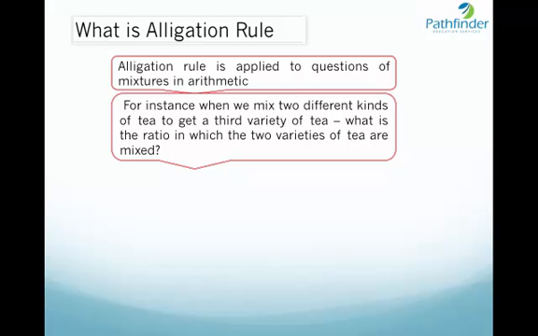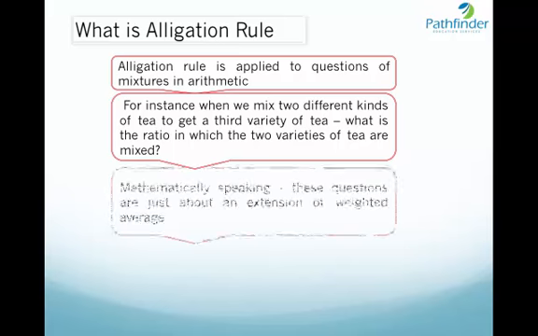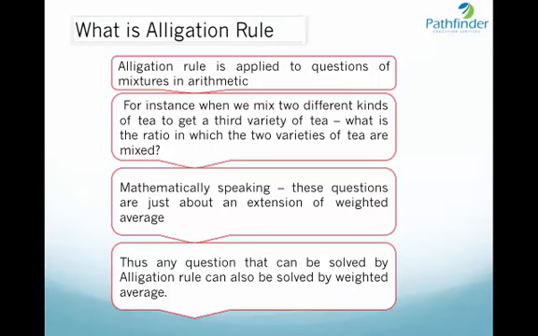For instance, when we mix two different kinds of tea to get a third variety of tea, what is the ratio in which the two varieties of tea are mixed if the average cost is fixed? So mathematically speaking, these questions are just an extension of weighted average questions, and they are solved by an extension of weighted average which is known as the alligation rule. And remember that any question that can be solved by the alligation rule can also be solved by the weighted average method.